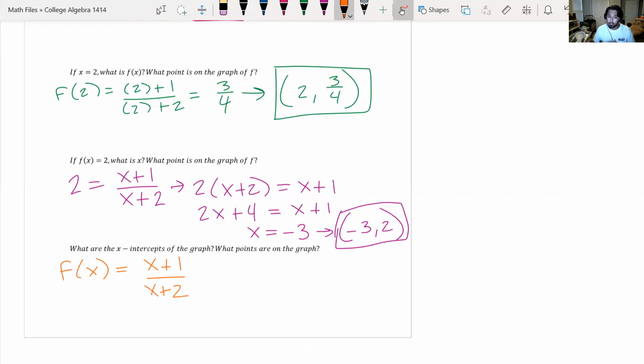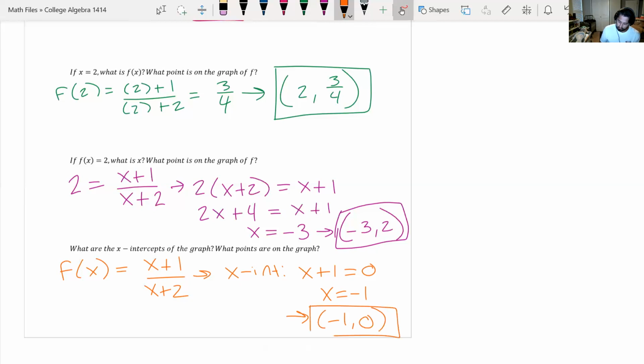So on a rational function, x-intercepts come from the numerator, domain comes from the denominator, which means all we have to do for this one to solve for the x-intercepts is set the numerator equal to 0 and solve for x. We'll get x equals negative 1, which means that creates the point negative 1, 0. And that's it.